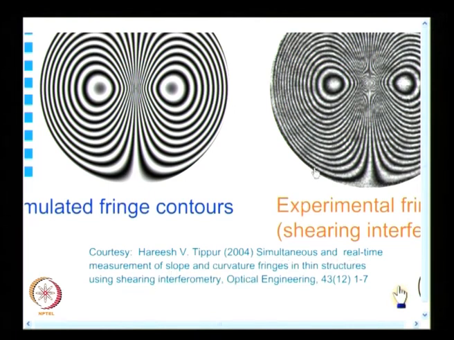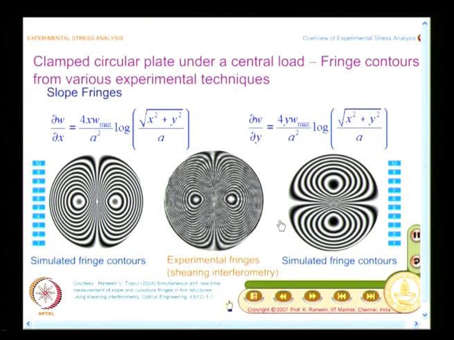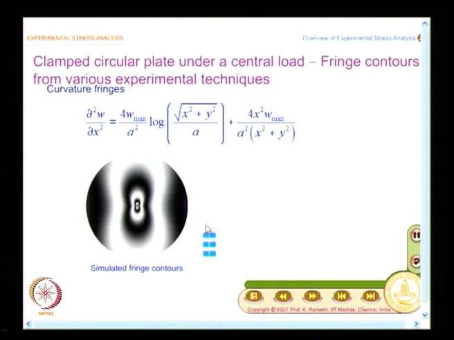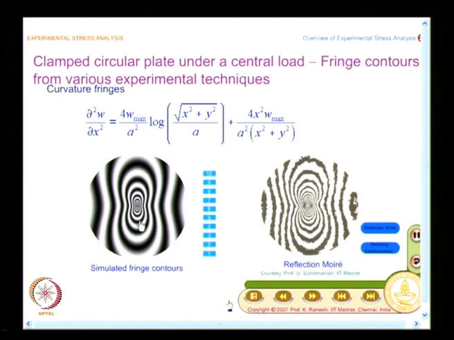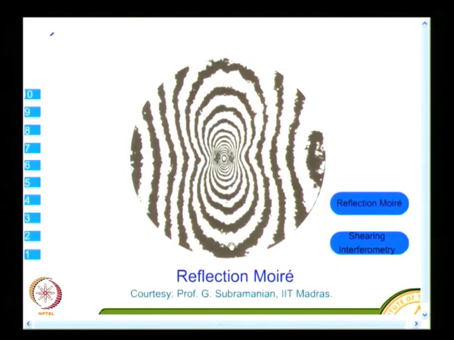You see only slope fringes here, and what we would see now is, we would also see the curvature. The curvature information looks like this, and the simulated fringe contours are like this. And if you go to the experimental technique, you have a nice set of curvature fringes obtained, and you may note, from the experimental fringes we have seen earlier, these borders are not smooth, they are jagged, but you see the shape as what you have seen here. This result is from Professor G. Subramanian. He was an exponent of Moire interferometry in the country, and this is from reflection Moire.